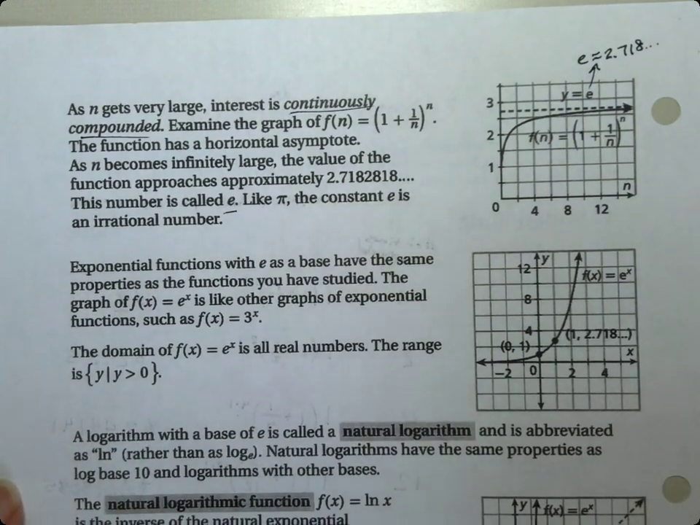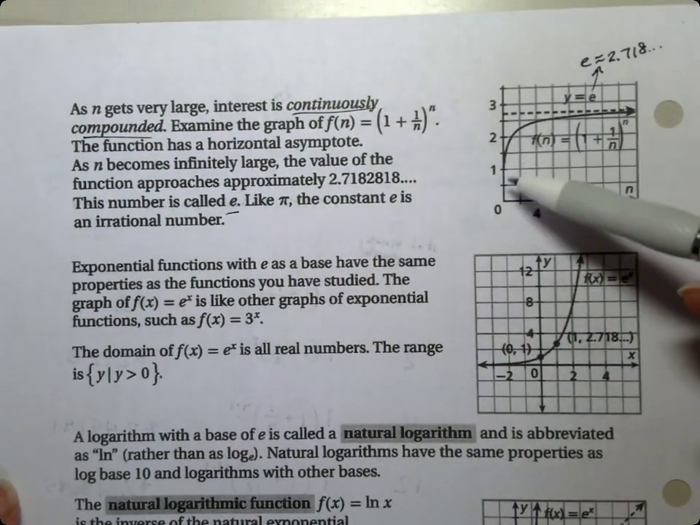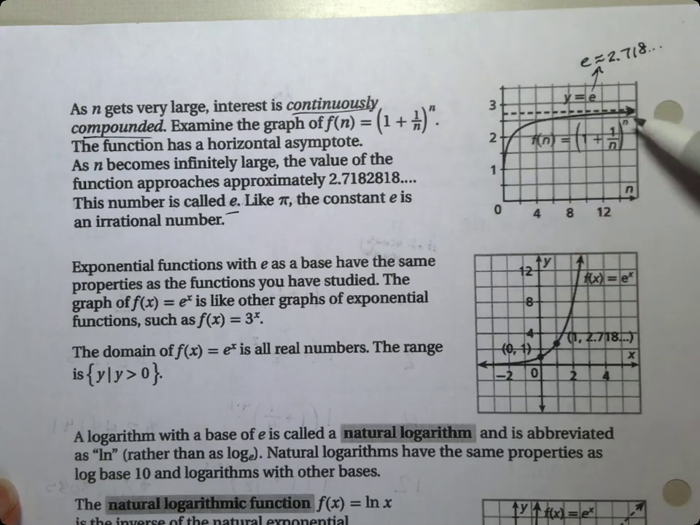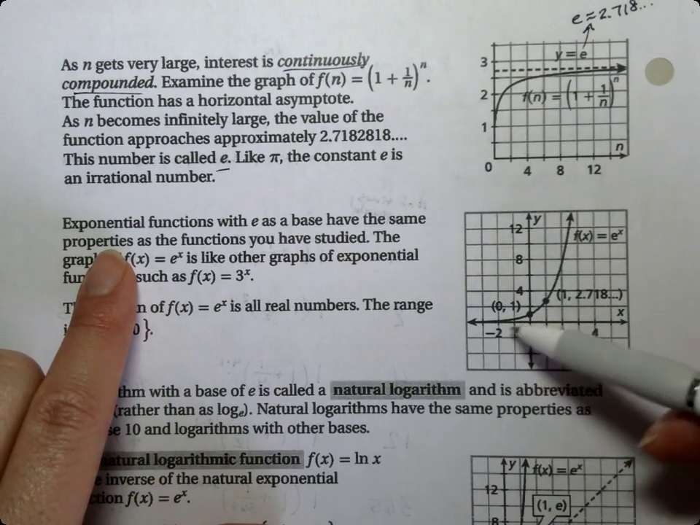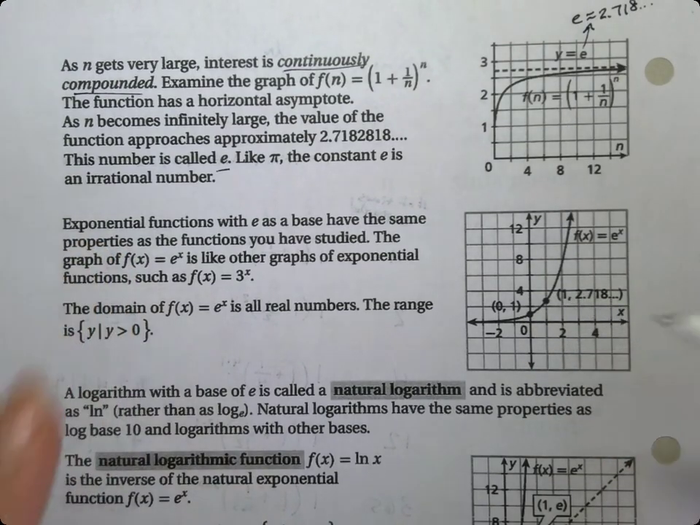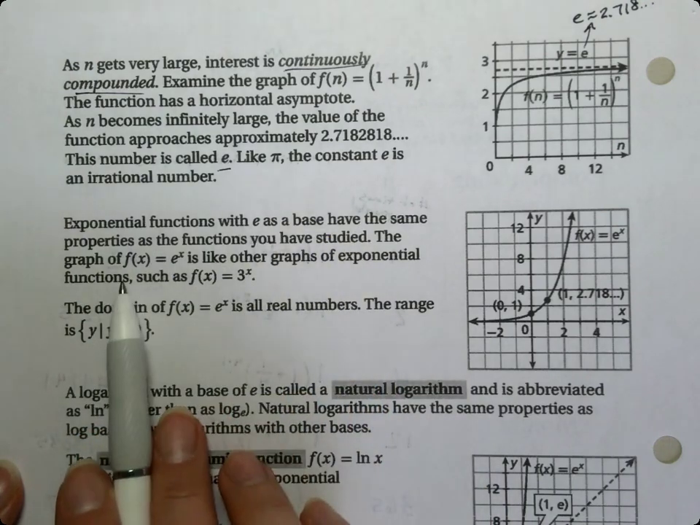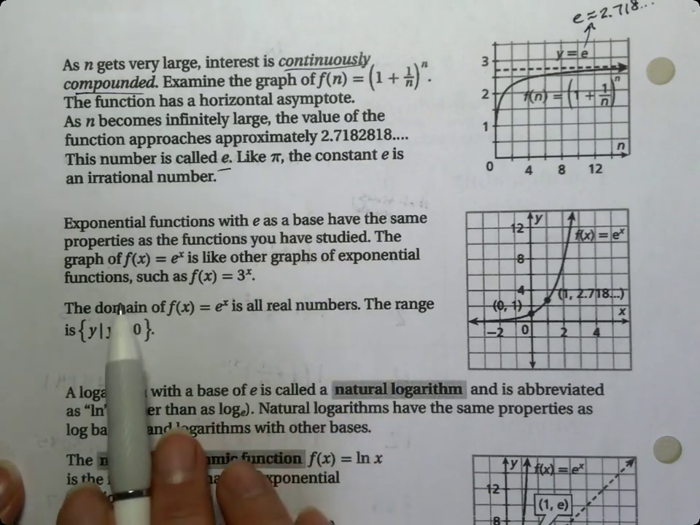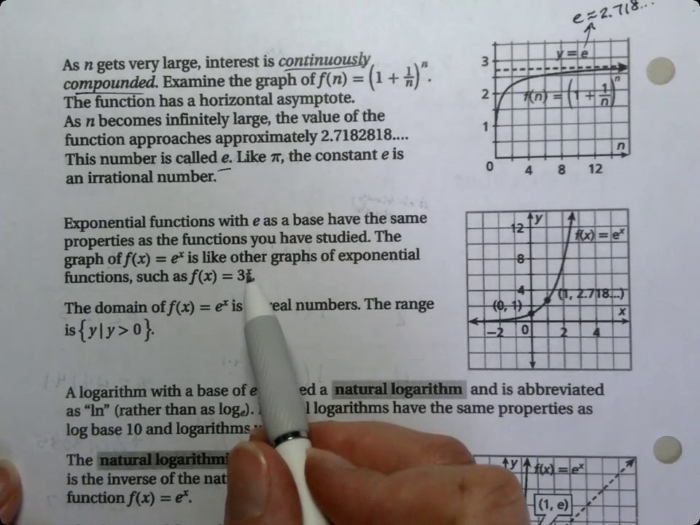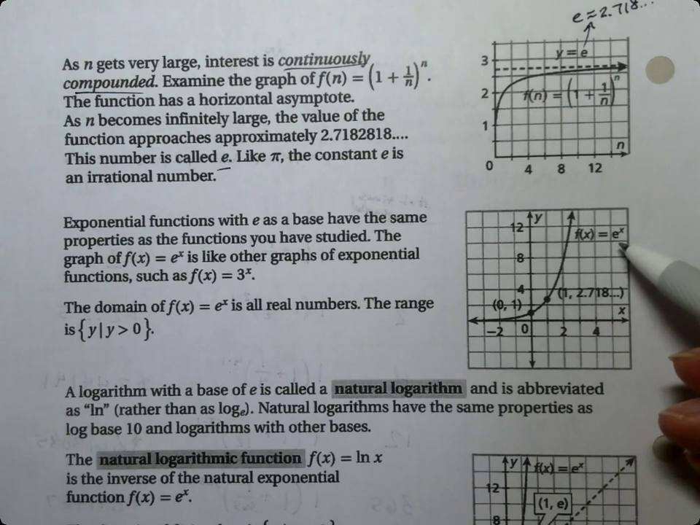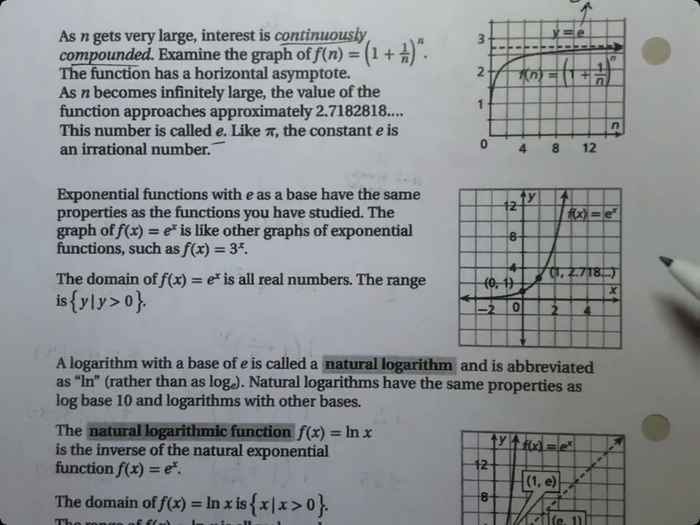Okay? So now, this is the graph of the function we were just looking at, where if we have an exponential function, notice it goes up. Guys, remember, these are inverses. Log is the inverse of a base 10, or exponential, and natural log is the inverse of e. All right, exponential functions with e as a base have the same properties as functions you've studied. The graph of e to the x is like other graphs of exponentials. The difference is, here we have 3 to the x. Here I have e to the x. Well, e is saying 2.718 to the power of x. So we can treat e like we treat a number.